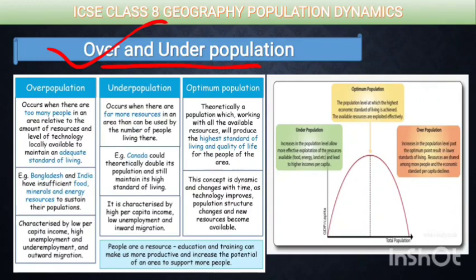Underpopulation is when there are more resources in an area than can be used by the number of people living there. Canada, Sweden, Denmark are the underpopulated countries. And optimum population is the balancing situation, neither overpopulated nor underpopulated. Theoretically, it is the population which, working with the available resources, will produce the highest standard of living and quality of life. This is called optimum population.